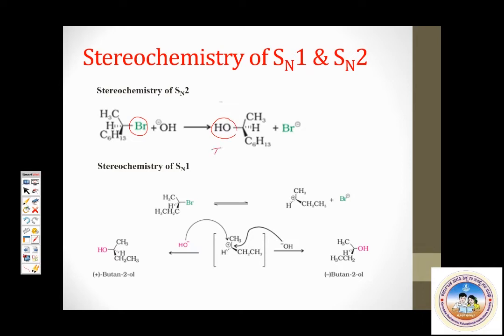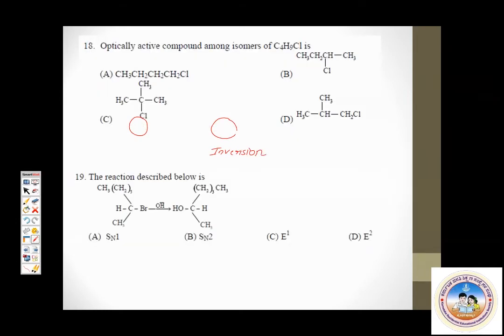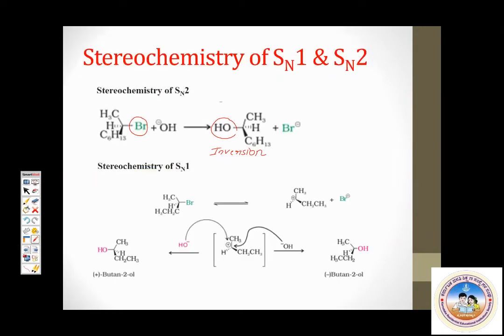Whereas in SN1, see what happens. You get a carbocation in SN1. Carbocation is planar. Because it is planar, OH minus can attack it from above the plane or below the plane. There are 2 possibilities. Because there are 2 possibilities, you get both dextro compound and levo compound, both inversion product and retention product. So, what is the outcome here? For the SN1 mechanism, the outcome is a racemic mixture.